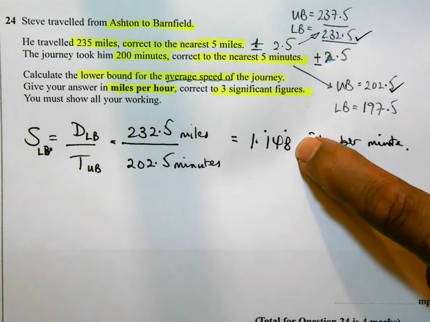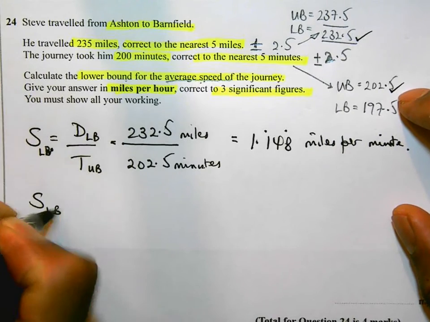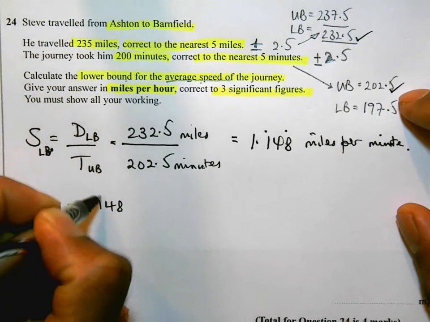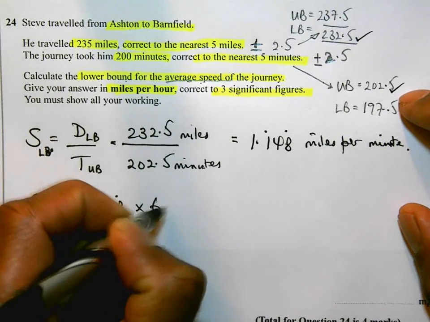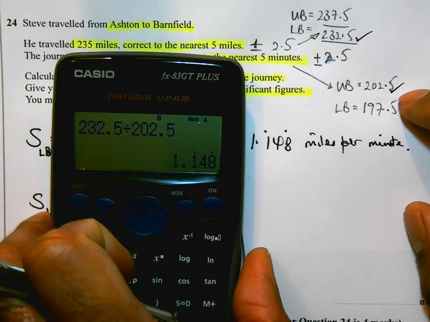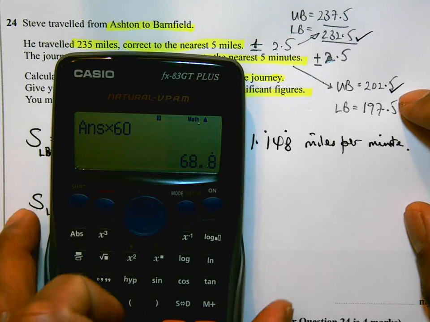So in an hour, he's going to travel that times 60. So the lower bound for the speed is going to be 1.148 times 60, or 60 lots of this. I've kept this number on my calculator screen. If I times it by 60, that gives me 68.8 recurring.